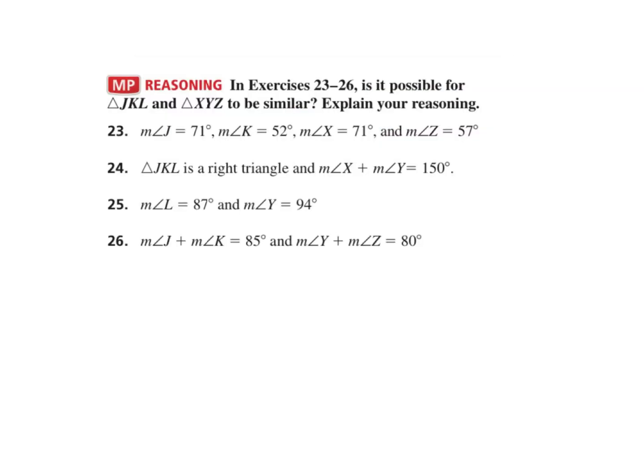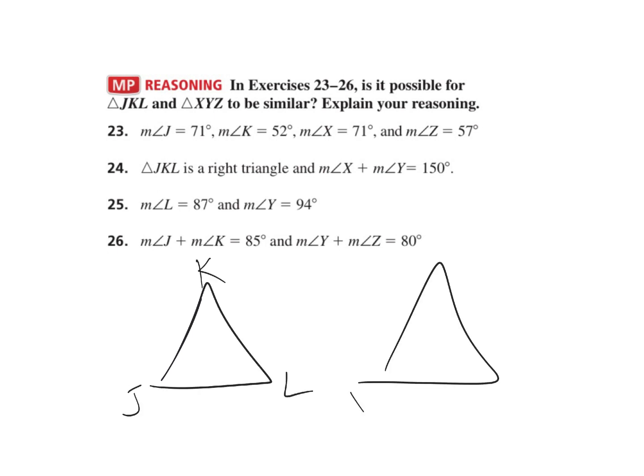Okay, is it possible for triangle JKL and triangle XYZ to be similar? Explain your reasoning. So each of these is different. So we're going to draw generic triangles for each of them, J, K, and L. And then you have X, Y, Z. Okay, angle J in number 23 is 71 degrees. Angle K is 52. Angle X is 71. Okay, so there's those two that are congruent. Angle Z is 57. So how do we figure this out?